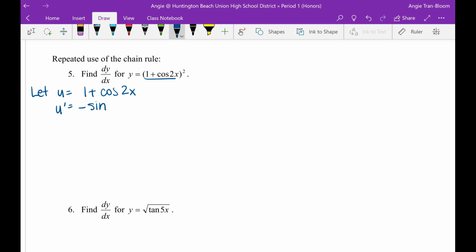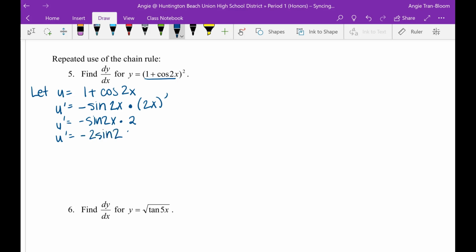The derivative of cosine of 2x is negative sine of 2x times, based on your chain rule, the derivative of the inner component. So u prime is negative sine of 2x times the derivative of 2x, which is simply 2. Let's put the 2 in the front. So this is really negative 2 times sine of 2x. That is the derivative of 1 plus cosine of 2x.